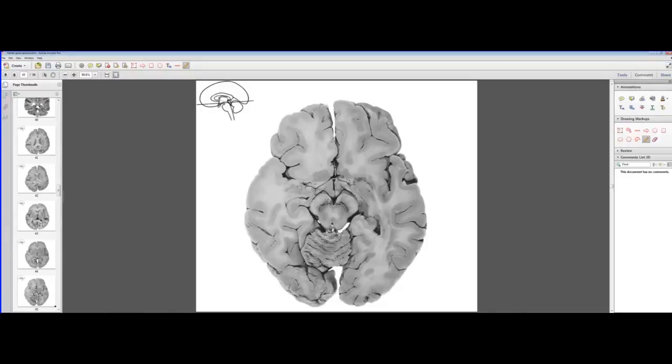So, you know what this structure is? Is it the caudate? No. We're down. So think about this for a second. We're very ventral in the brain. Right. So this would actually be the temporal lobe. Okay. That's right.